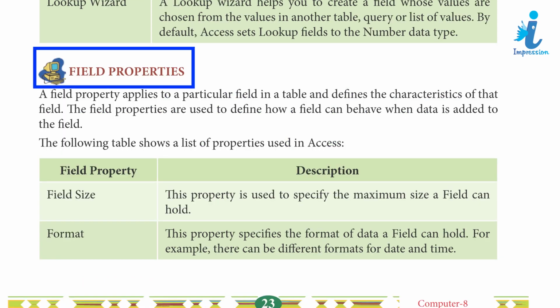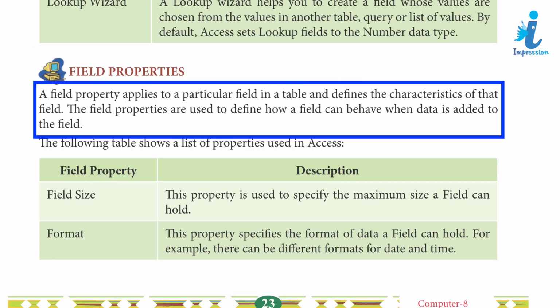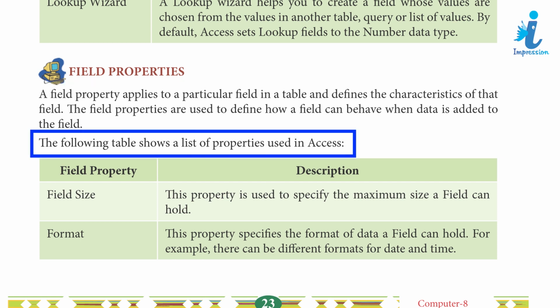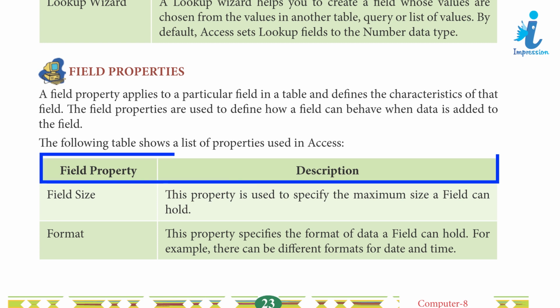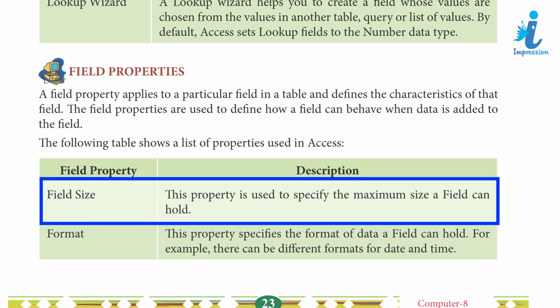Field properties. A field property applies to a particular field in a table and defines the characteristics of that field. The field properties are used to define how a field can behave when data is added to the field. The following table shows a list of properties used in Access. Field property. Description. Field size. This property is used to specify the maximum size a field can hold.